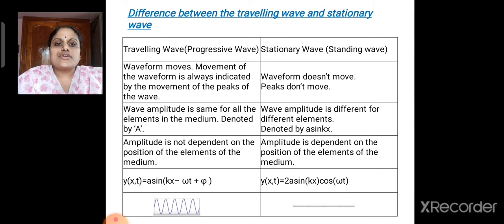In the case of a traveling wave, the displacement relation is given by y(x,t) = a sin(kx - omega t + phi), and in the case of a stationary wave, the displacement is given by y(x,t) = 2a sin kx cos omega t. The representation of a traveling wave and a stationary wave is shown as the last point.